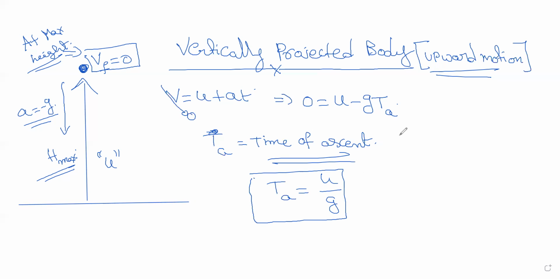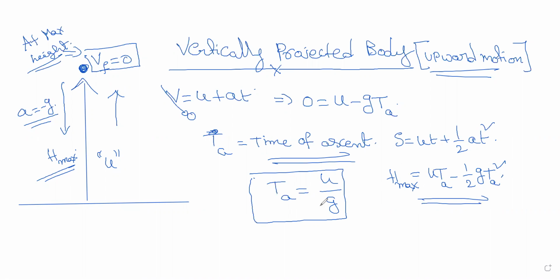Second one, s is equal to ut plus half at square. What is s here? H max. We are measuring H max upwards, right? So s is H max, which is equal to u into t, where t is ta, minus half g ta square. Like this we can write.